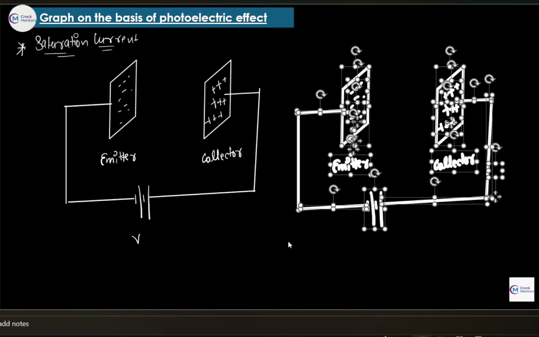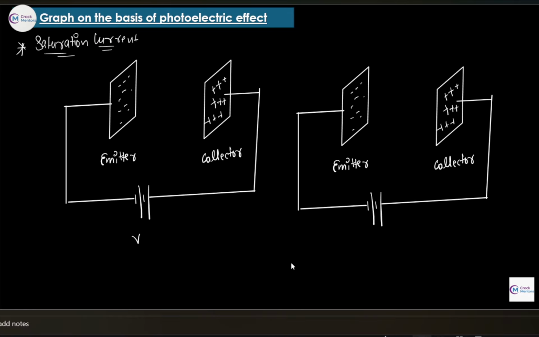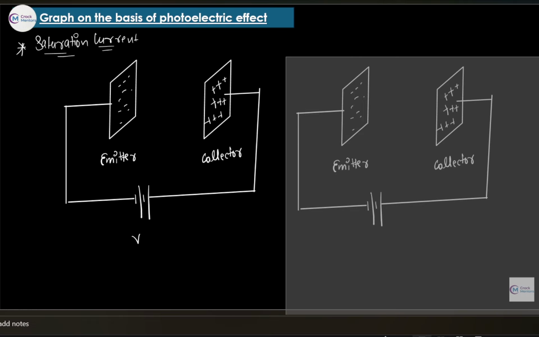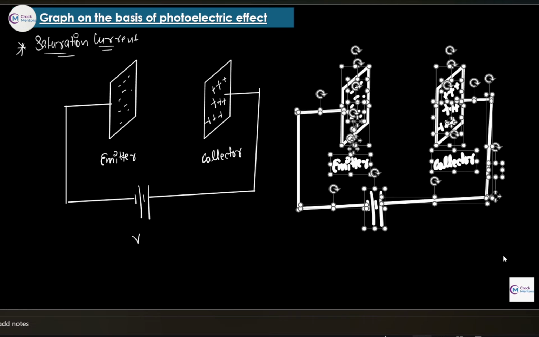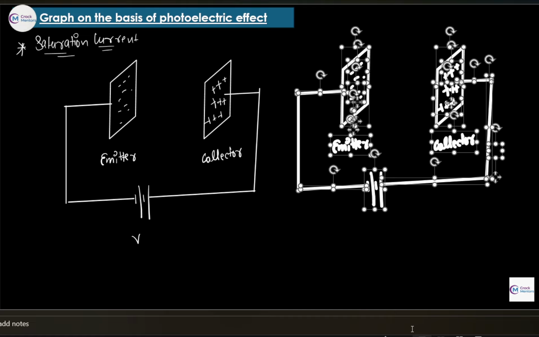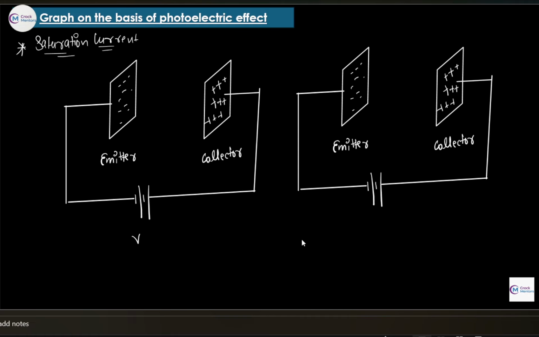Here we are having two cases in front of us. In this case, I'm removing these things. In this case, what I'm going to talk about is when it was connected to the plain wire, what was happening? The emitter does not contain any kind of charge.